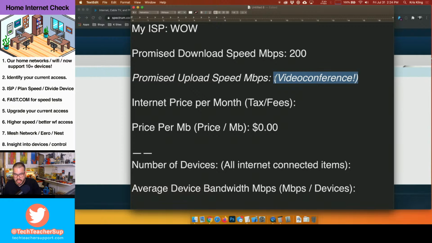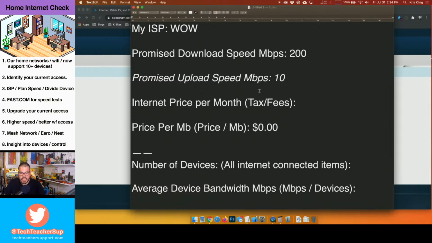But the promised upload speed for that connection, when you dig through and you go 40 pages deep, I won't waste your time, is 10 megabits per second. So it's called 200 down, 10 up. That's kind of the lingo they'll use. And 10 megabits is your general speed. That's fine for pretty much anything. And if you were the only person home video conferencing, you could get away with that.